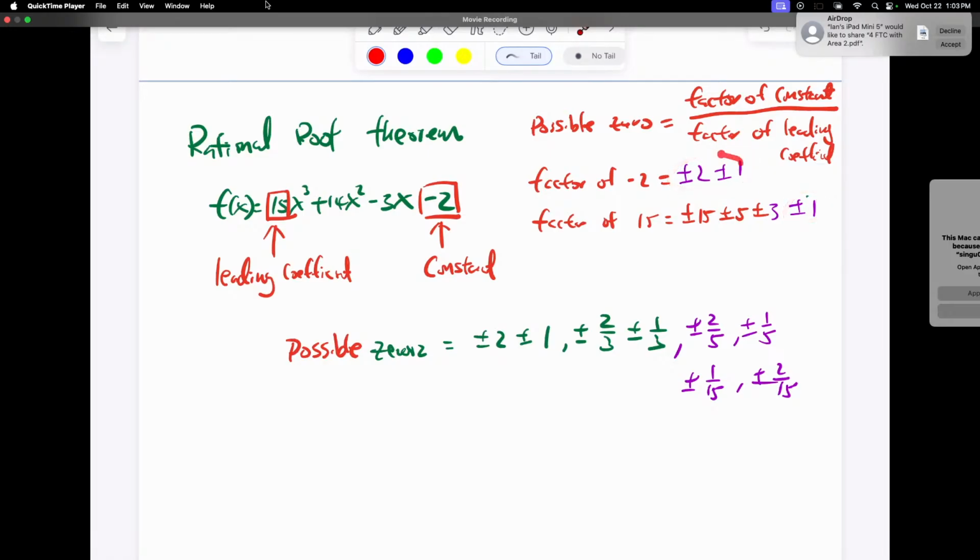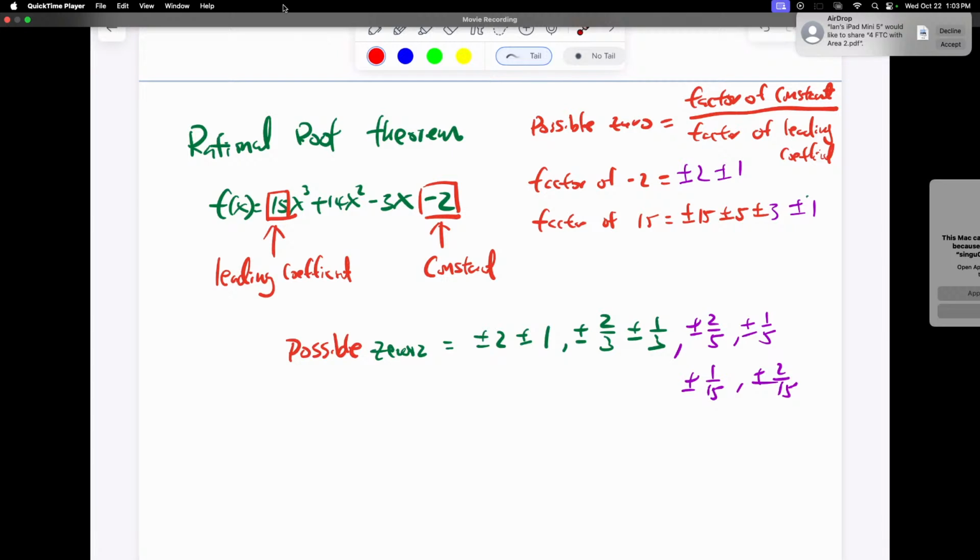I'm going to take these 2 divided by plus minus 3 to get possible zeros. I'm going to take these 2 divided by 5 to get 2 more possible zeros. Is that okay? And I can take these 2 divided by plus minus 15, which gives possible zeros. So those are the possible zeros. Is that okay?